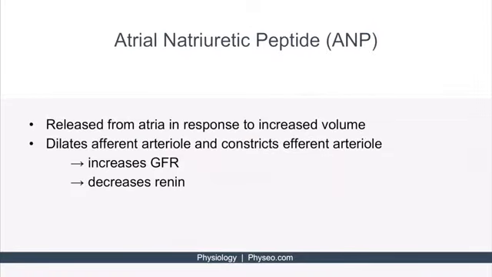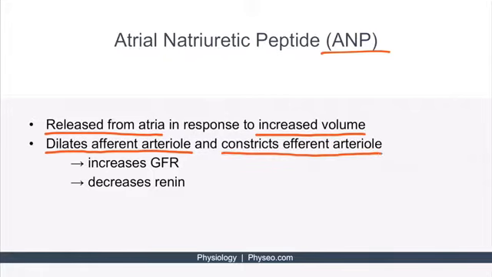Next, let's talk about atrial natriuretic peptide, or ANP. This is a hormone released from the atria in response to increased volume in the atria of the heart. Increased volume in the heart can act as a surrogate for overall body volume. The job of ANP would be to decrease that fluid volume. So once released, ANP goes to dilate the afferent arteriole and constrict the efferent arteriole.